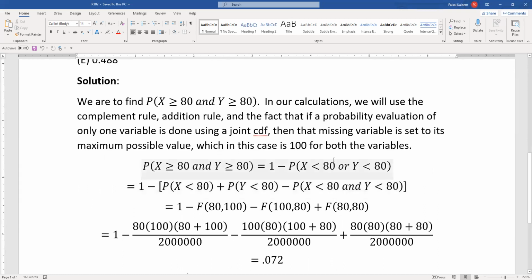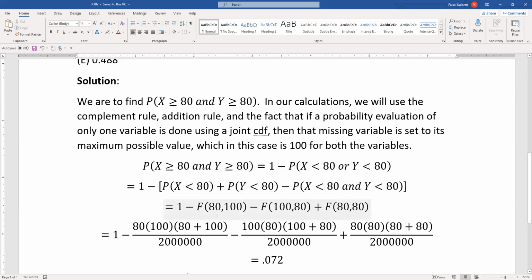And for X less than 80 or Y less than 80, we will apply the addition rule. So that's like A or B. So that'd be P(X less than 80) plus P(Y less than 80) minus P(X less than 80 and Y less than 80). And now we have everything converted into the less than, therefore we can easily use the big F. So X less than 80.